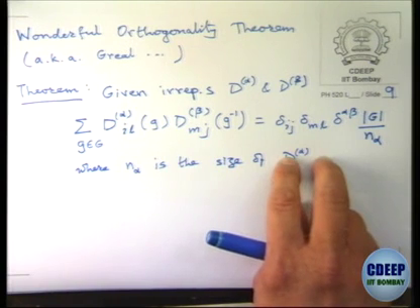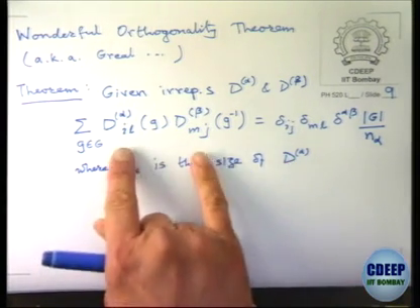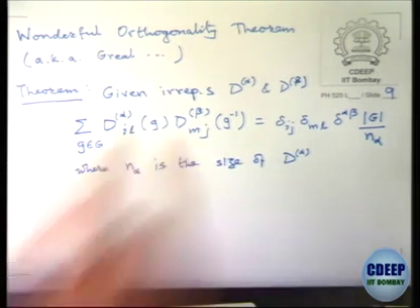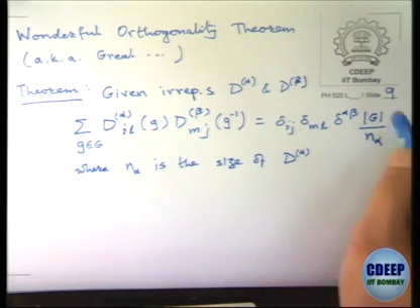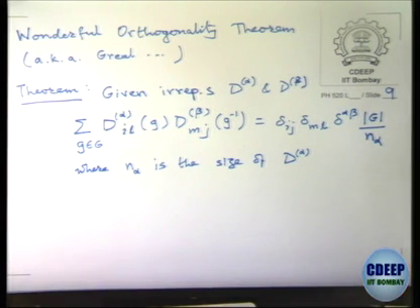So I equal to j and m equal to L, only then I will get a non-zero answer, and that answer will be equal to the order of G divided by the size of the representation. So it is some kind of an orthogonality relation.